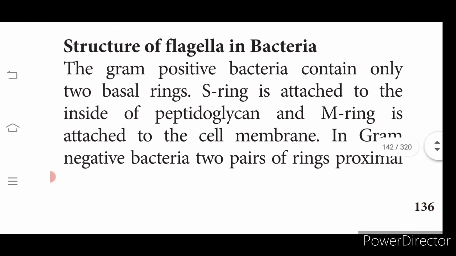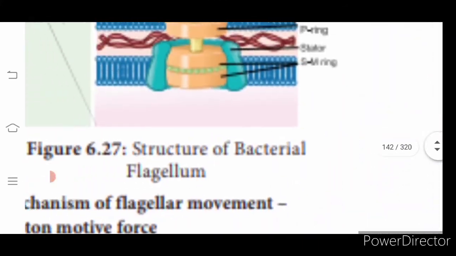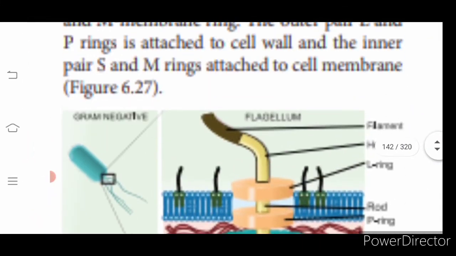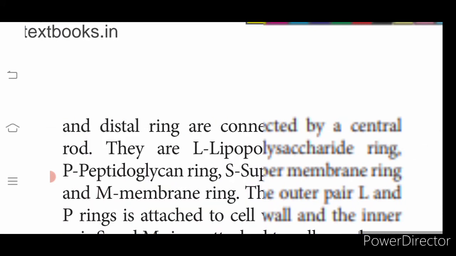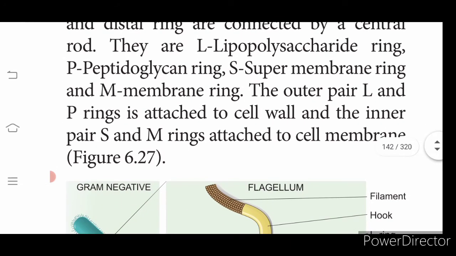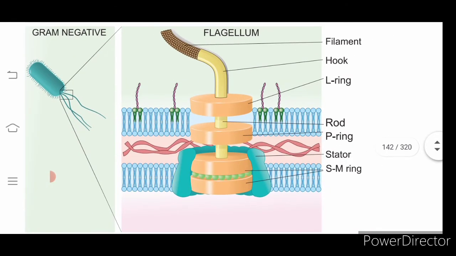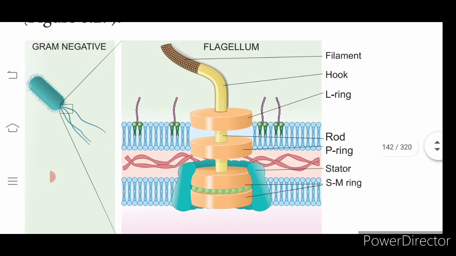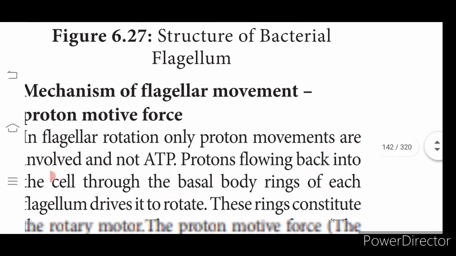Okay. So in gram-negative bacteria, there are two pairs of rings. The proximal ring is closer to the center, and the one away from the center is called the distal ring. You can see in this picture the presence of the SM ring. This is how the flagella is attached to the cell wall and also the cell membrane.